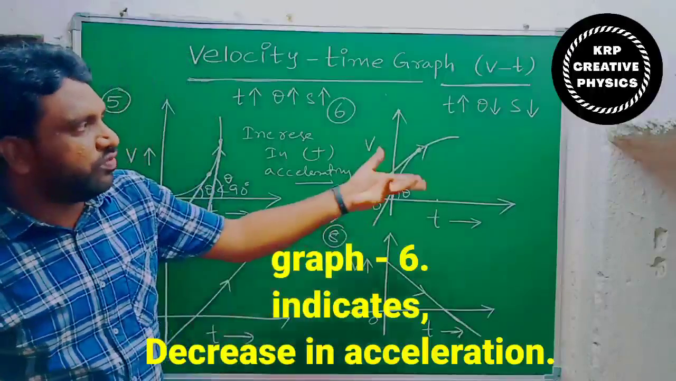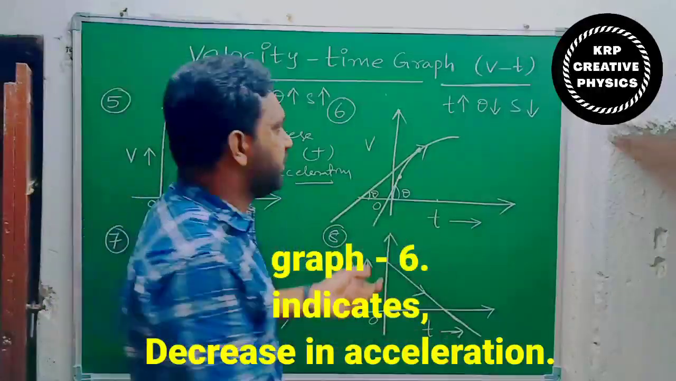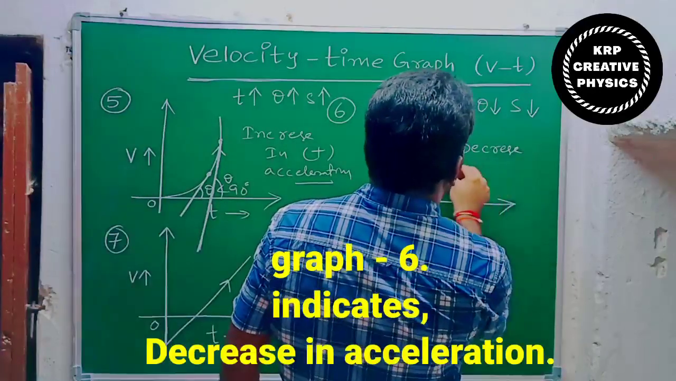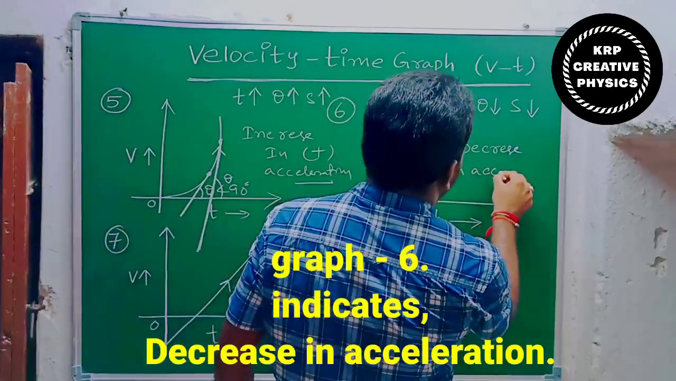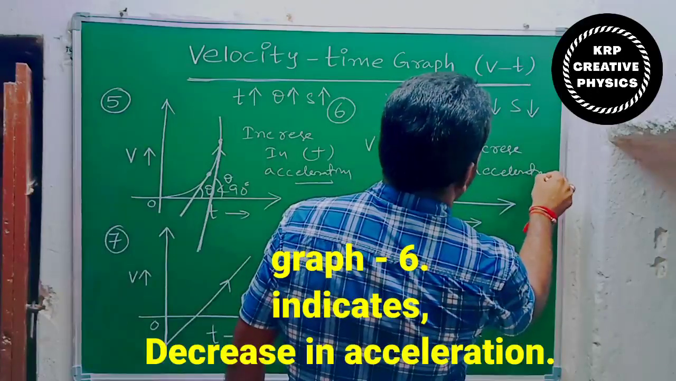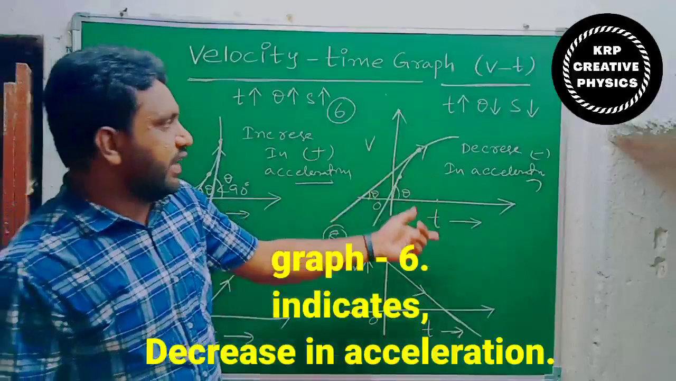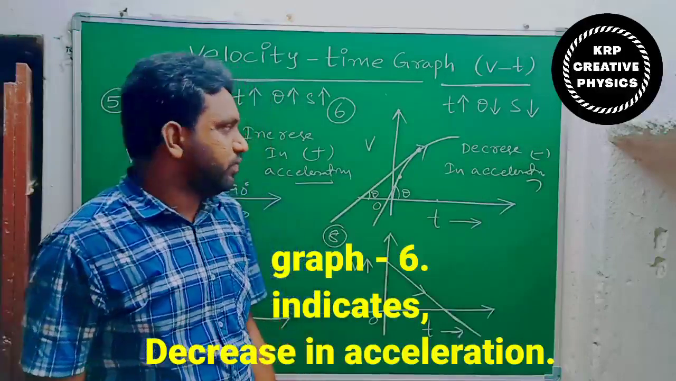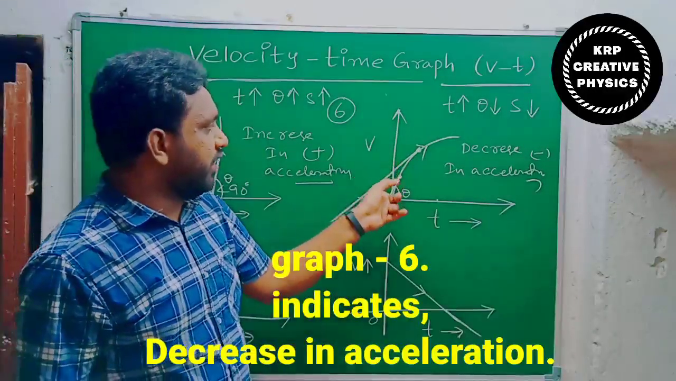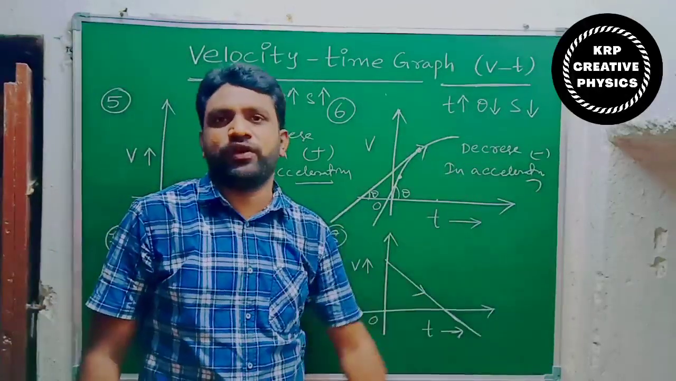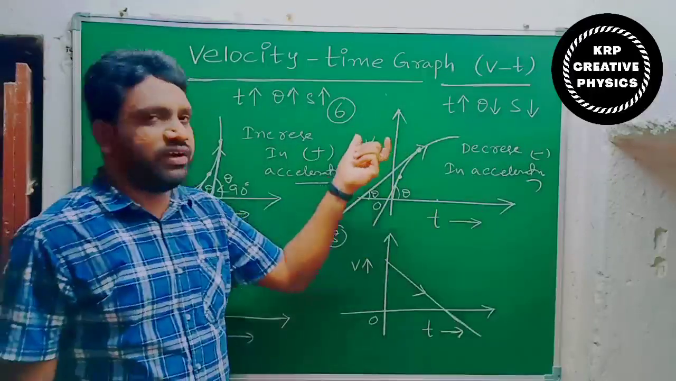Slope is decreasing means what here? Slope represents acceleration, so it indicates a decrease in acceleration. Decrease in acceleration means it will be negative. And velocity is also continuously decreasing. When the velocity is decreasing, acceleration is going to decrease. There is no doubt at all. That is regarding the sixth graph.